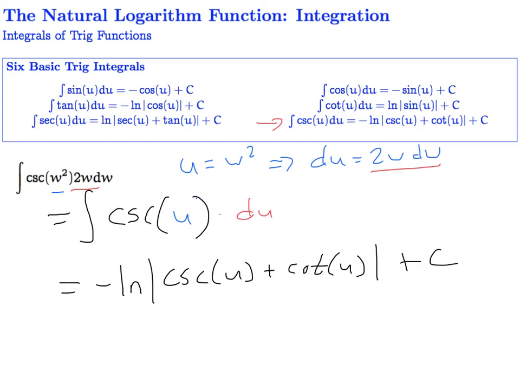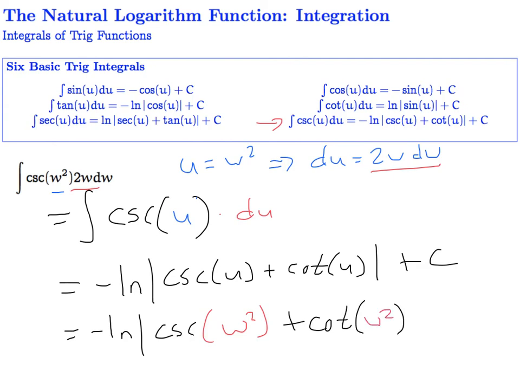And so I might be tempted to think I'm done, but I need to replace all my u's back in terms of w. So as a last step, this becomes the negative natural log of the cosecant of w squared plus the cotangent of w squared, finish the absolute value, keep that c on the end.